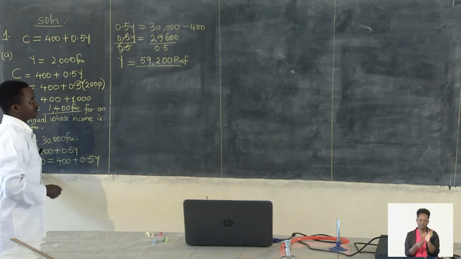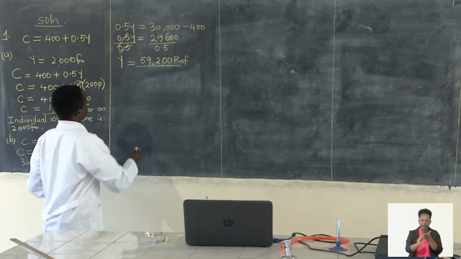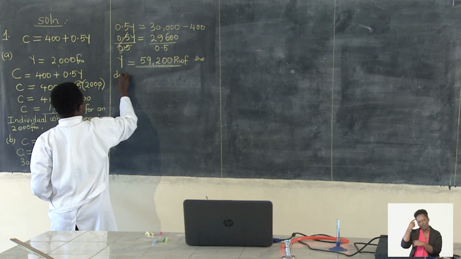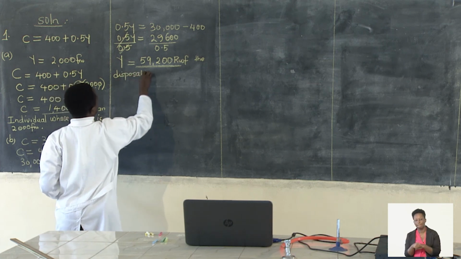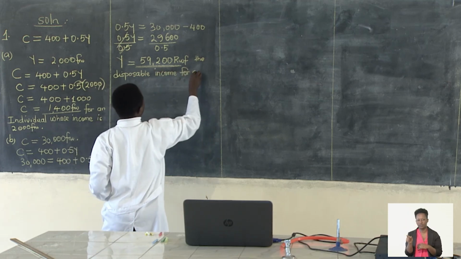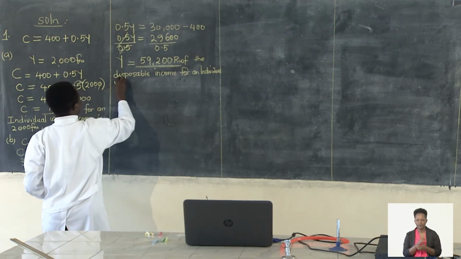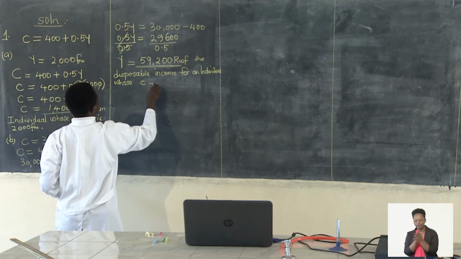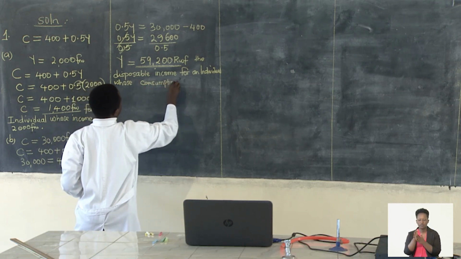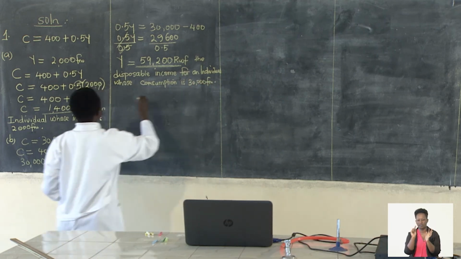From here even you can now get the saving, how much was saved out of this, how much was spent. So you can easily get the saving. So this is the disposable income for an individual whose consumption expenditure is 30,000 Rwandan francs. So that is part B.